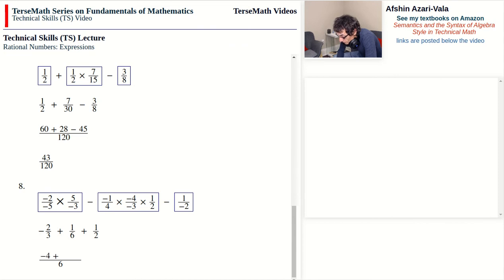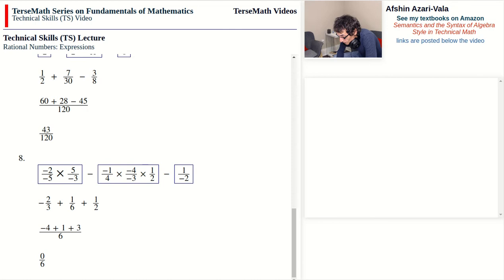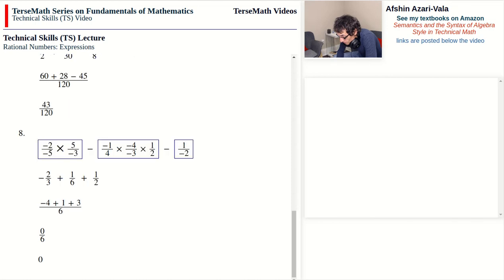And then plus 6 divided by 6, 1, times 1, 1. And then plus 6 divided by 2, 3, times 1, 3. Negative 4 plus 1 is negative 3, and negative 3 plus 3 is 0. So we end up with 0 over 6, which is 0.